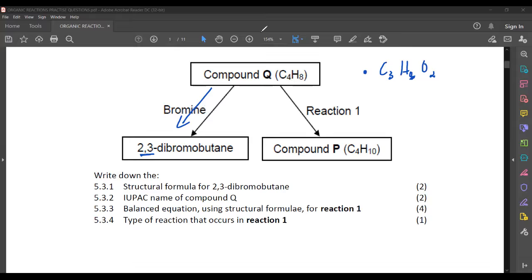Someone's got a hand up. I'm hoping you understand that one day. Kate, go ahead. So could you please repeat question 5.33? 5.33, balanced equation using structural formula for reaction 1. Okay.